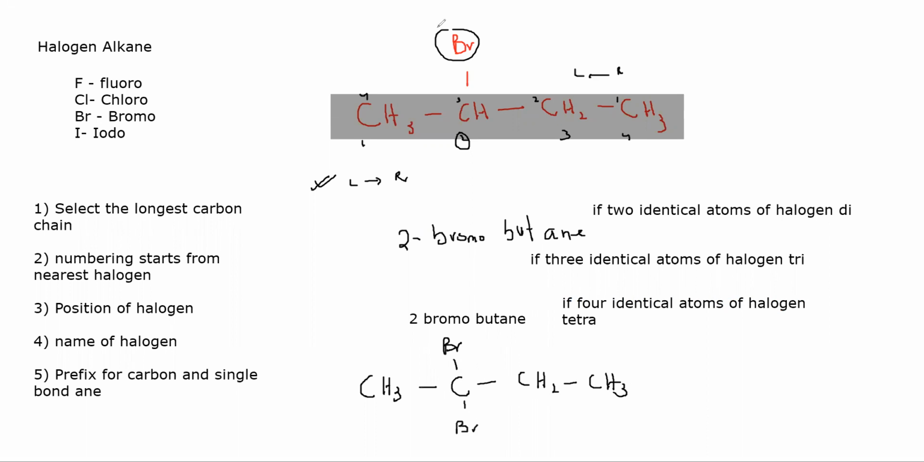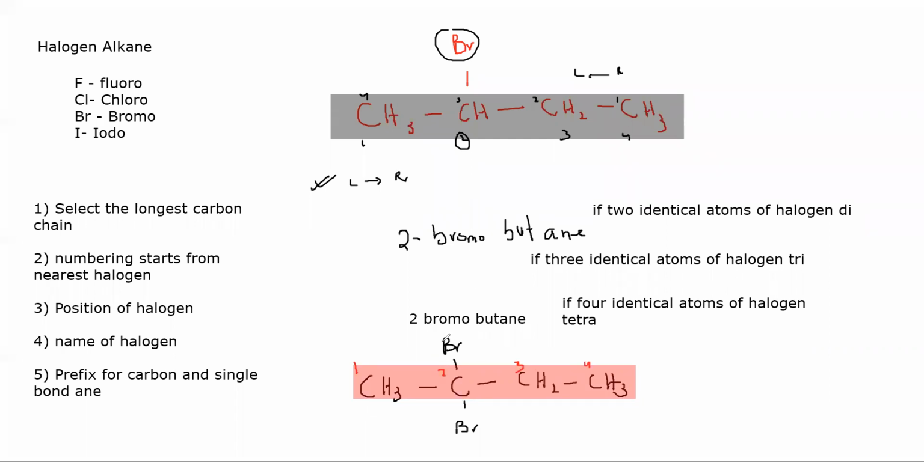So what is the rule? The rule is select the longest carbon chain. So we select the longest carbon chain. That's from left to right. Which side should I number? From left to right or right to left? Which position should I number? So I should number from left to right. So 1, 2, 3, 4.